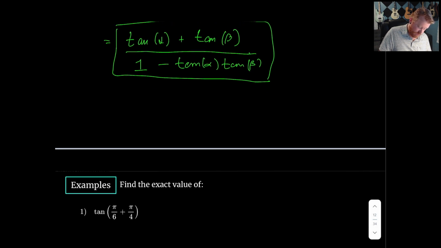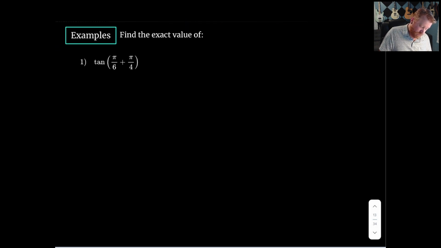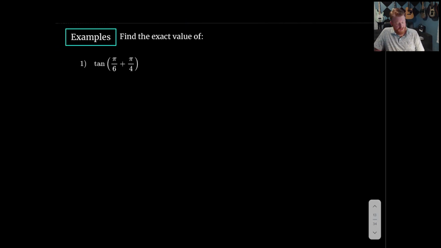So let's look at an example. Here, we want to find the exact value of the tangent of pi over 6 plus pi over 4. I will just tell you up front, depending on how you tackle this algebraically and when you rationalize denominators, etc., your answers might look different from your friend's or from what the computer is telling you in the solutions.